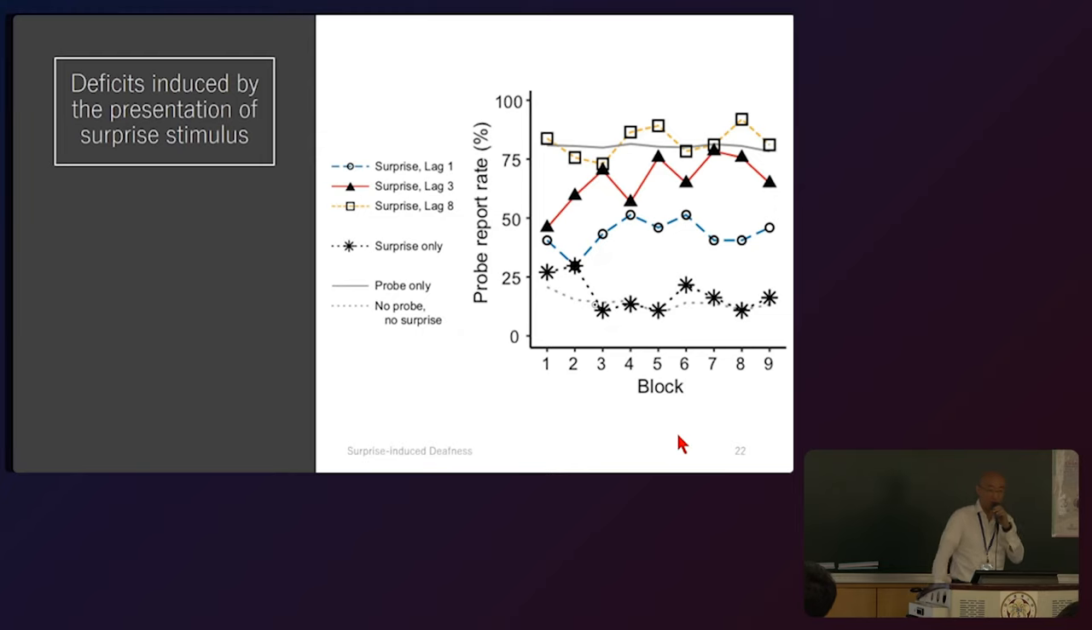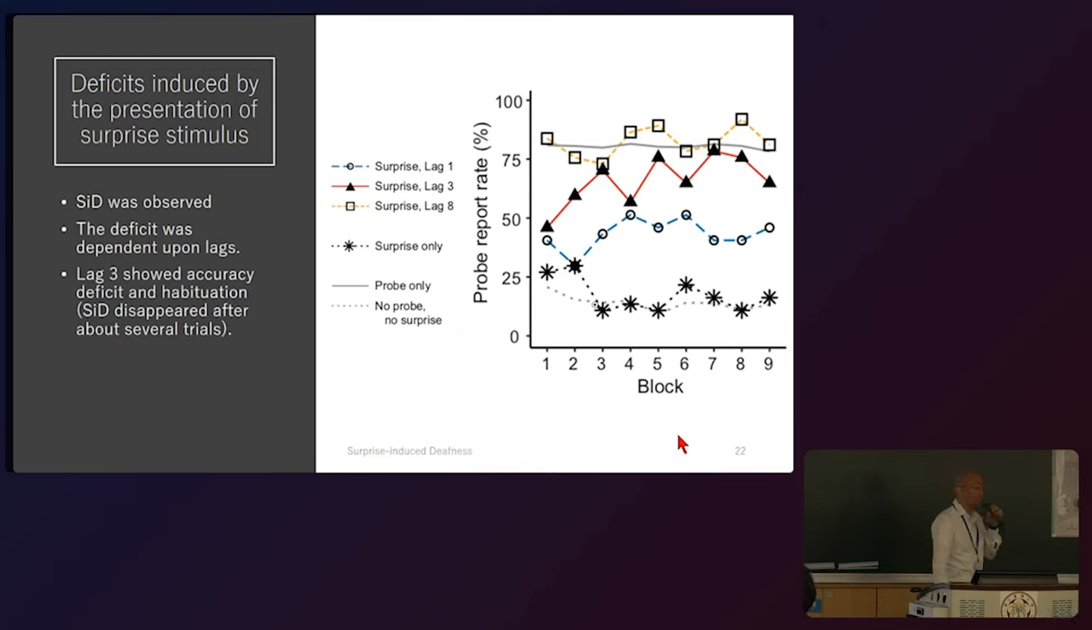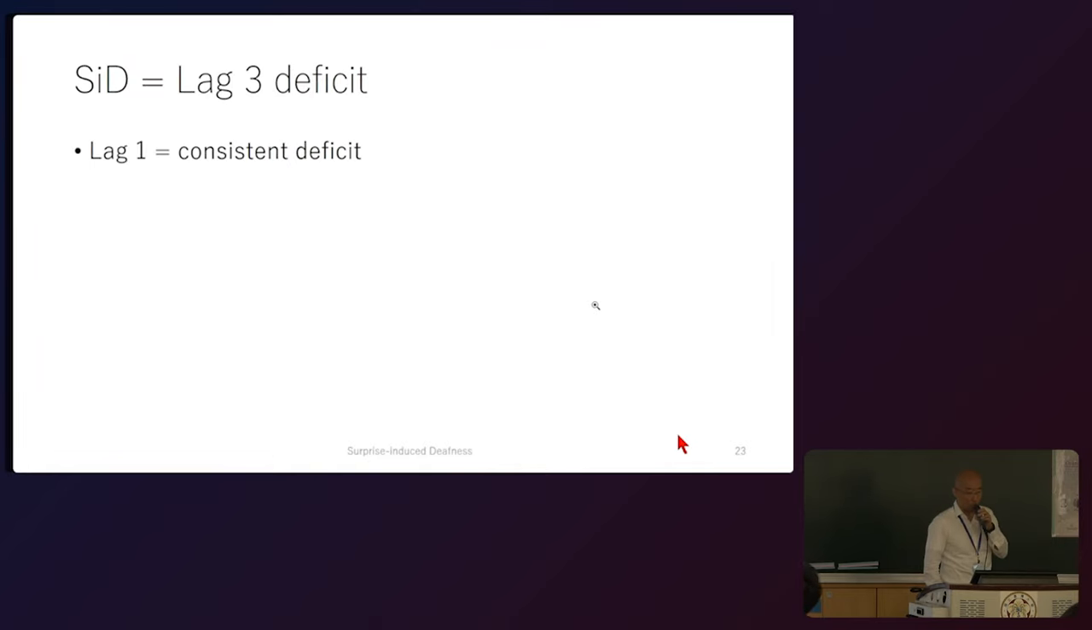Sorry, this is a bit messy, but you can see that there is a constant line here, which is the baseline non-surprise trial. And then the blue one is lag 1, red one is lag 3, and yellow one is lag 8. So SID was observed, and the deficit was dependent upon lag. Lag 3 showed accuracy deficit and habituation. Just to summarize, there was a constant deficit at lag 1. It was very low and it didn't habituate.